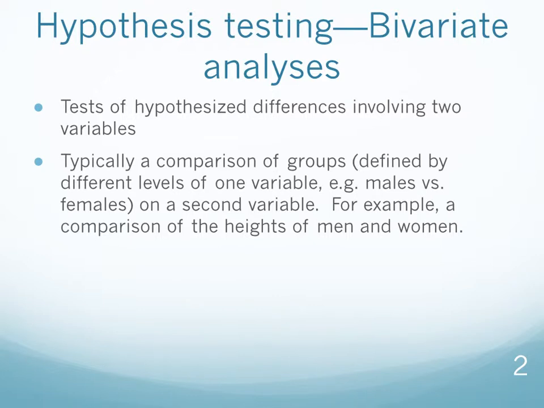Now I turn to the more complicated situation addressing hypotheses that involve more than one variable. So two variables, bivariate analyses. These are tests of hypothesized differences involving two variables. Typically, it's a comparison of groups defined by different levels of one variable, for example, males versus females, on a second variable. So, for example, a comparison of the heights of men and women would be a bivariate analysis test.